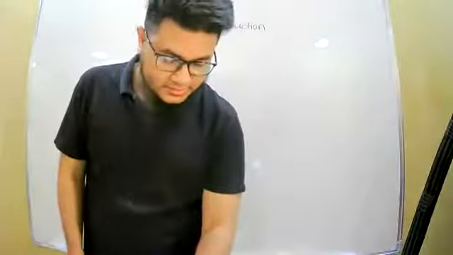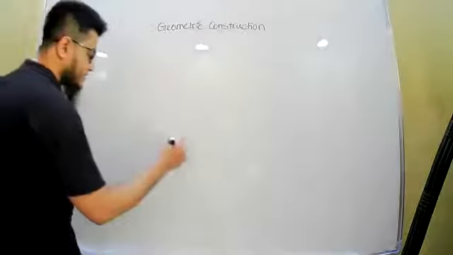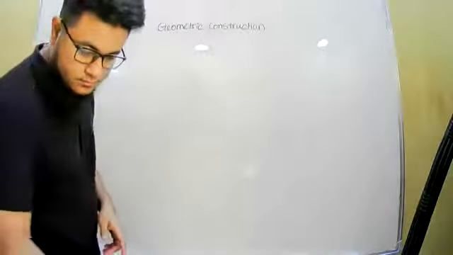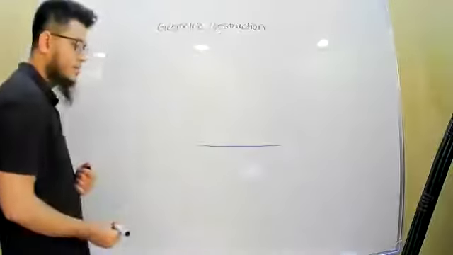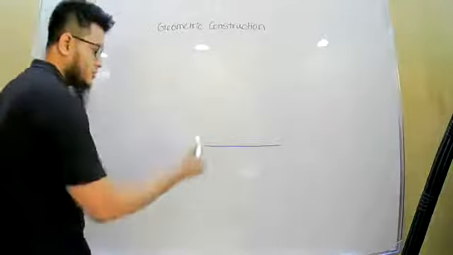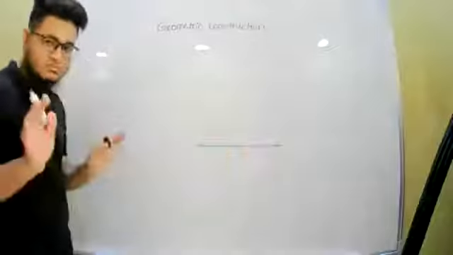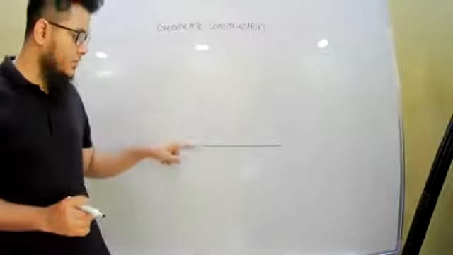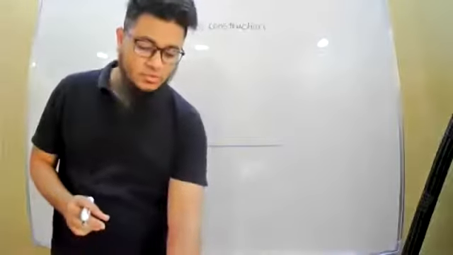So construction 8 says: construct a circle which touches a definite point on a definite straight line. Number 1, a straight line is given, and let us say we have to draw a circle which will touch this straight line at this point. You can take any other point, it's a wish, no problem. The circle that we will draw will touch the straight line at this point, and it will pass through a point.